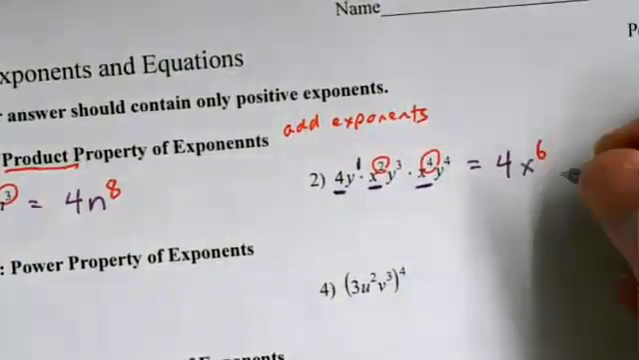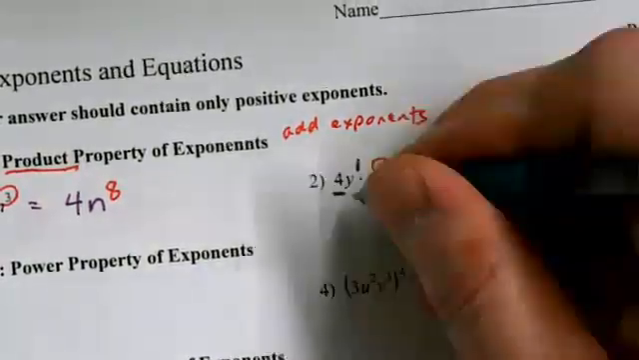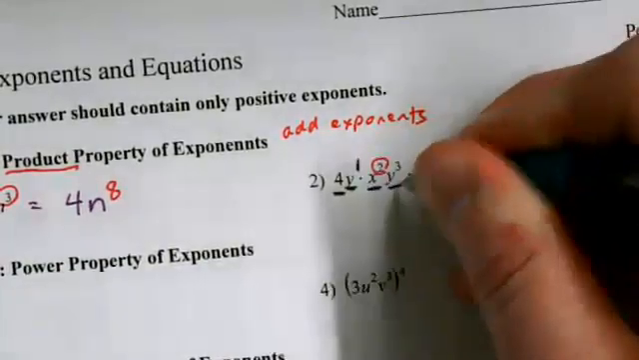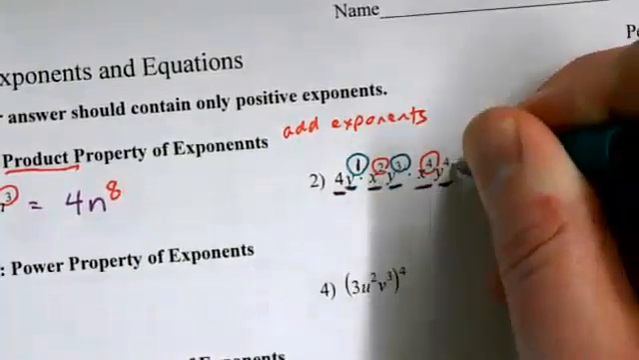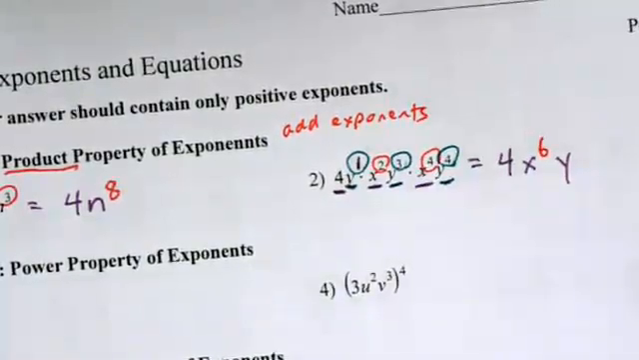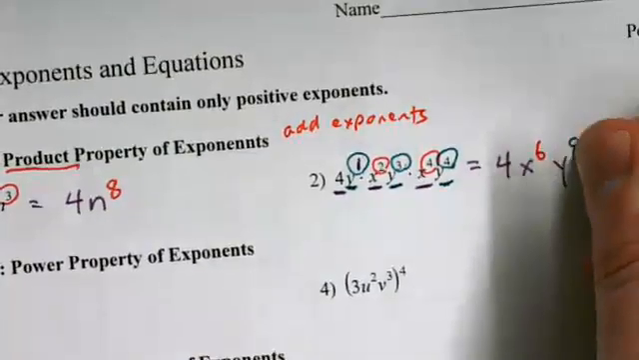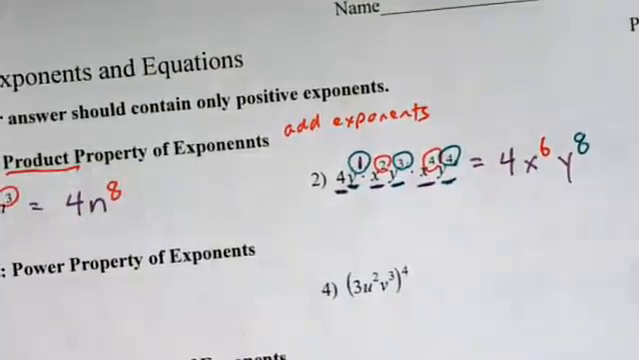We're going to have some y's also. We're going to have a y to the first, a y to the third, and a y to the fourth. We're going to add those exponents up. 1 and 3 and 4 add up to 8. 4x to the 6, y to the 8.